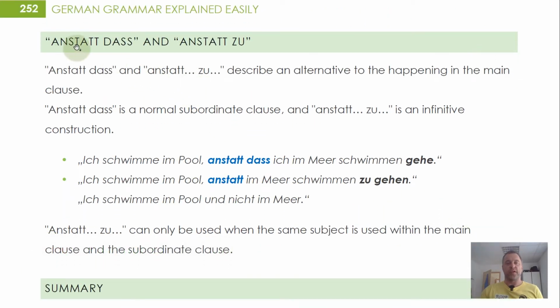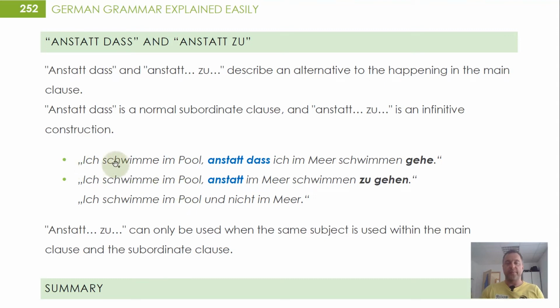Now let's have a look at anstatt dass and anstatt zu. Those are the third group, and with those two we describe an alternative to what's happening in the main clause. And again, same as with ohne dass and ohne zu. With anstatt dass, it's a normal subordinate clause, and with anstatt zu, it's an infinitive construction.